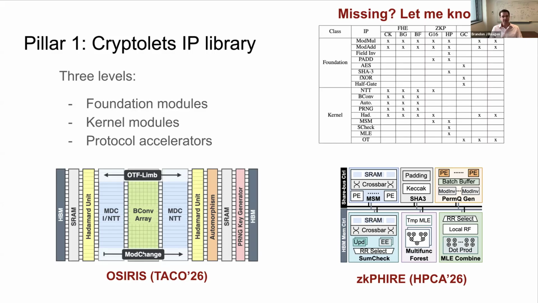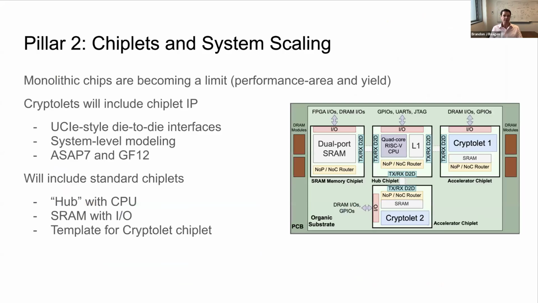You can see how these accelerators just compose a bunch of the different units: the basis conversion, that's going to be right here, number theoretic transform, Hadamard multiplication. So we're going to take those kernel accelerators and use them to instantiate full exemplar protocol accelerators to do the actual computations of fully homomorphic and zero-knowledge proofs. We're very excited about that.